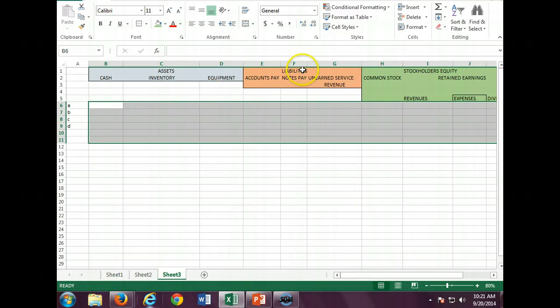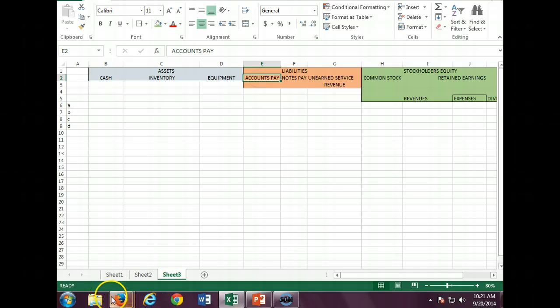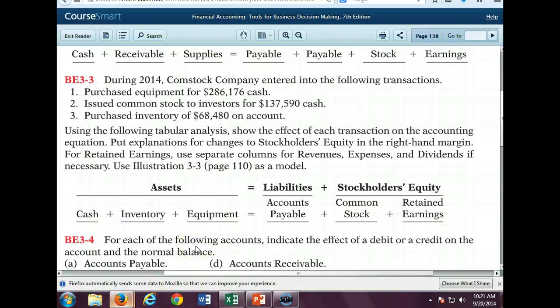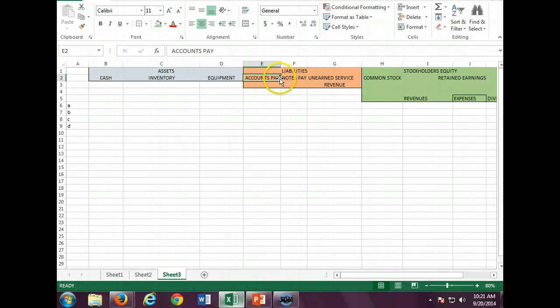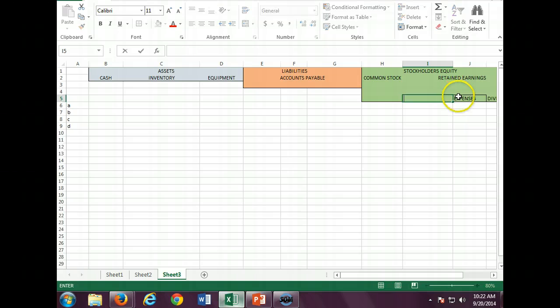Okay, cash, inventory, equipment. What else do we need to show? Accounts payable, common stock, and retained earnings. We've got just one accounts payable. Common stock and retained earnings, okay? So we're going to get rid of this part right now.